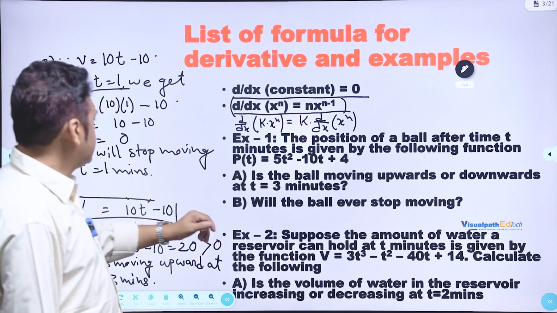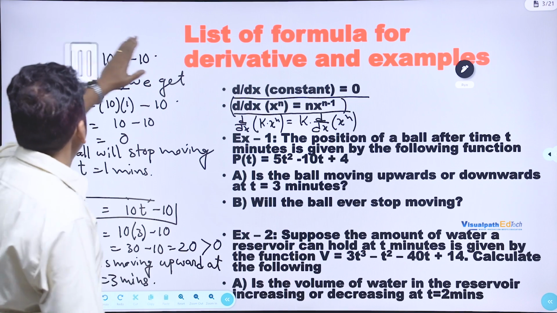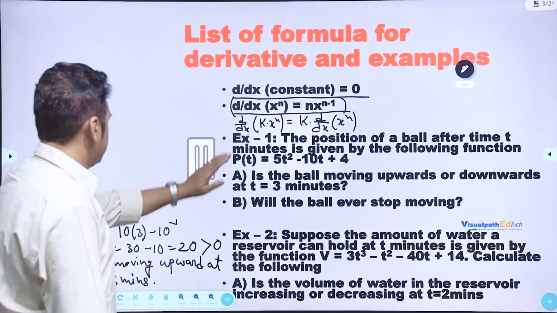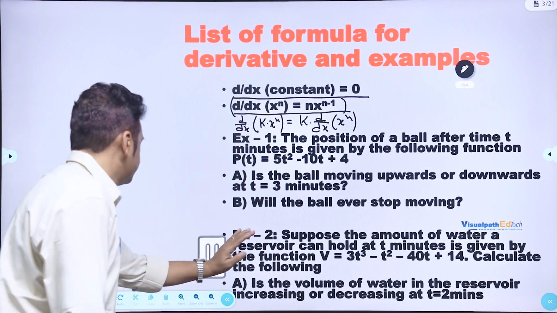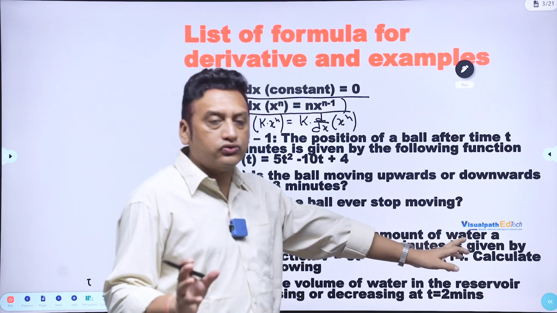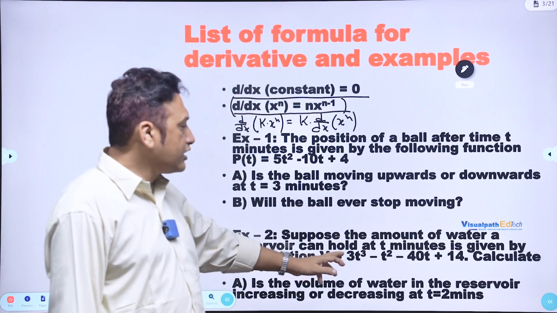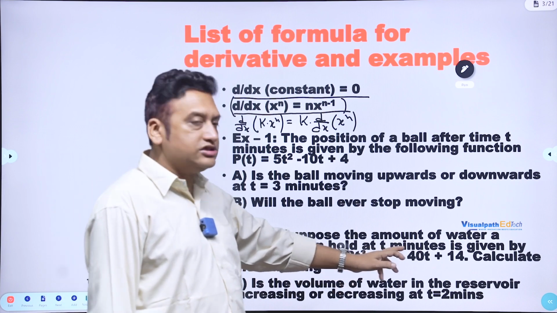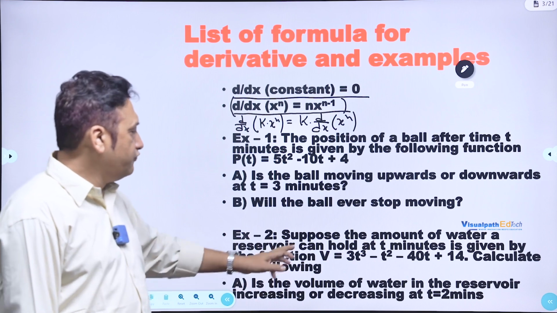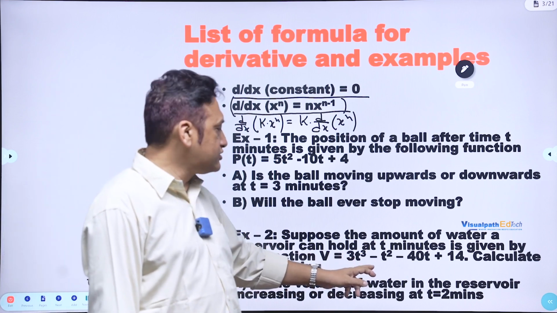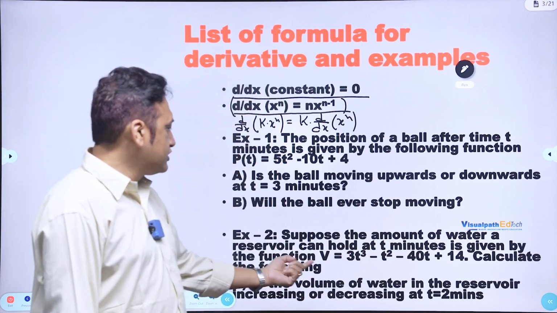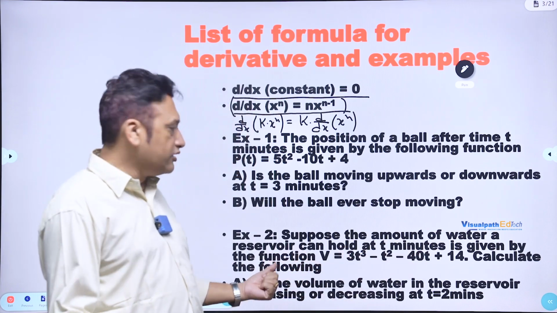Okay. So, we'll see another sum. The next question. So, the next question says, suppose the amount of water a reservoir can hold at t minutes is given by the function v is equal to 3t cube minus t square minus 40t plus 40. That's an expression. This is the expression given for the volume.